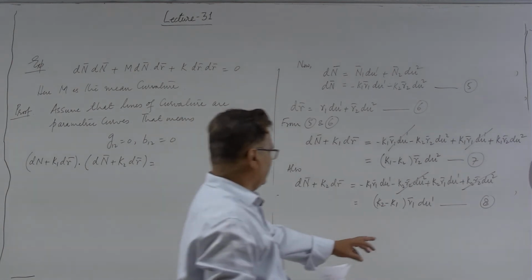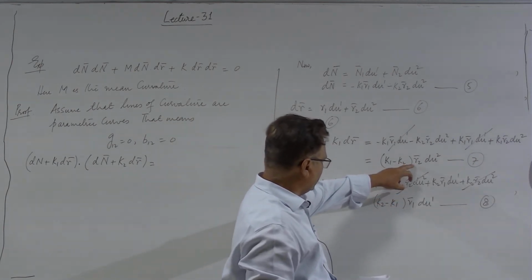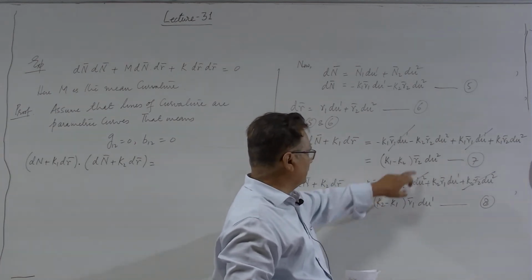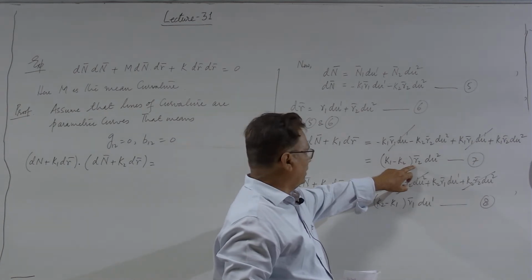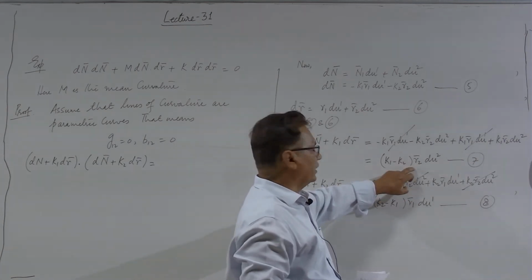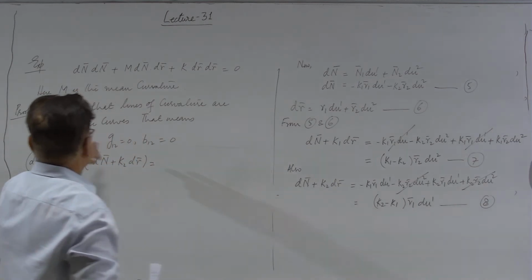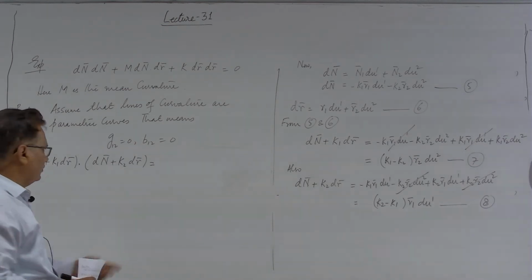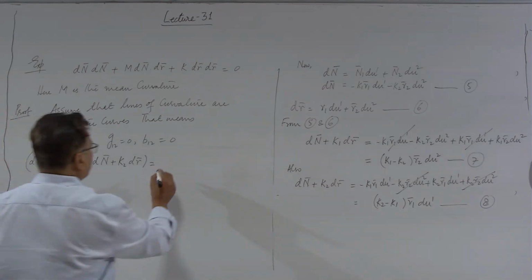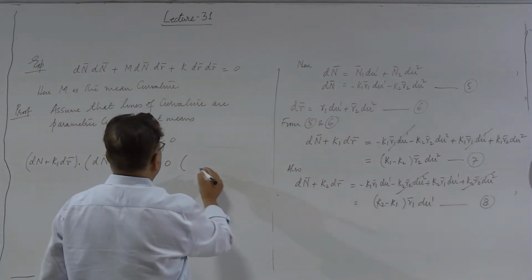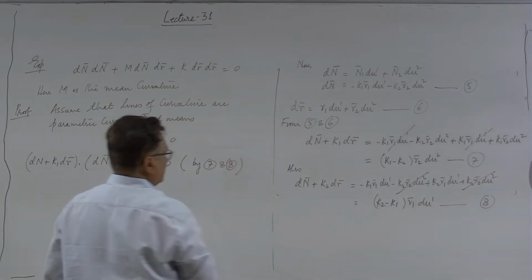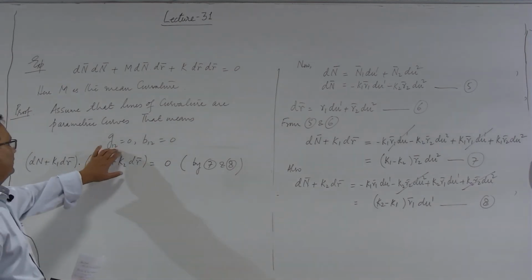So, you can directly see that the right side will be 0 because of R1 dot R2. R1 dot R2 is G12, and G12 is 0 because the parametric curves are lines of curvature, and lines of curvature are always orthogonal. So, the right side is 0 and this is 0 by 7 and 8, and the assumption that G12 and B12 are 0.